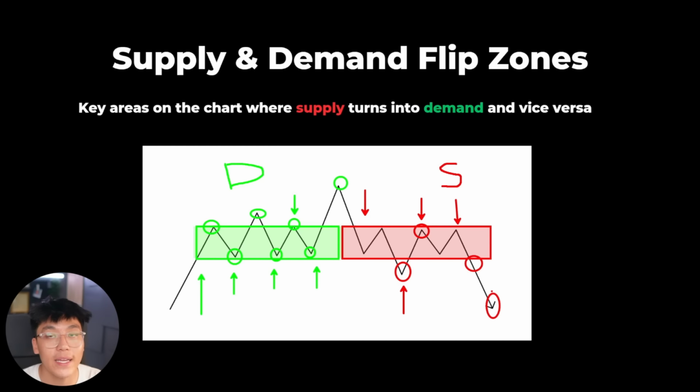So supply and demand is very similar to support and resistance, right? We use these concepts in combination with one another, but supply and demand are areas of support and resistance instead of actual key levels. And that's exactly what we're going to be talking about today. How can we use these supply and demand flip zones in our day-to-day trading? So what do these supply and demand flip zones look like on a chart?